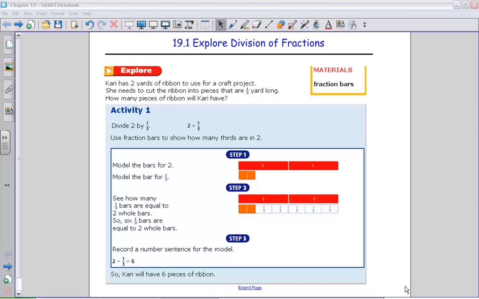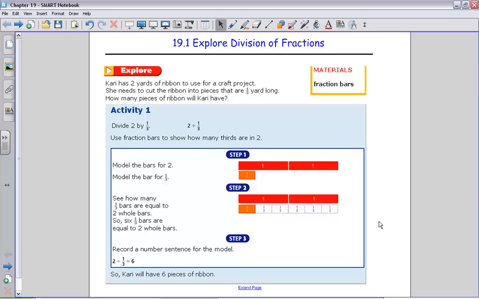Today we're going to start looking at chapter 19, which is about dividing fractions. So far we've been working with adding, subtracting, most recently multiplying, and now we're going to divide fractions. Okay? So let's take a look at this example.